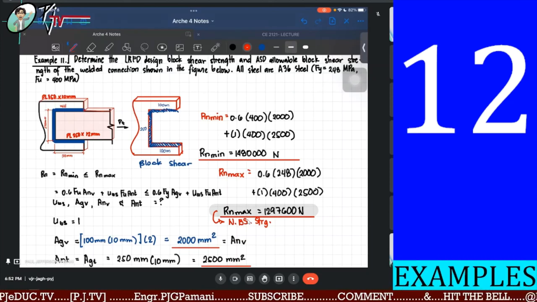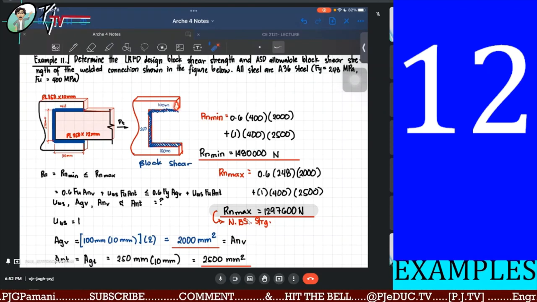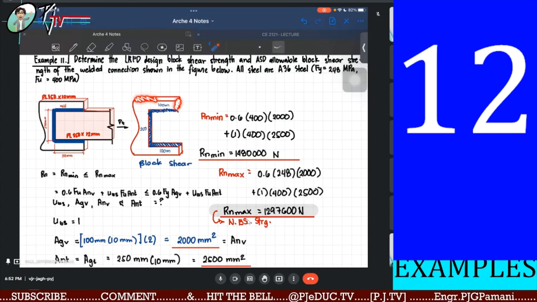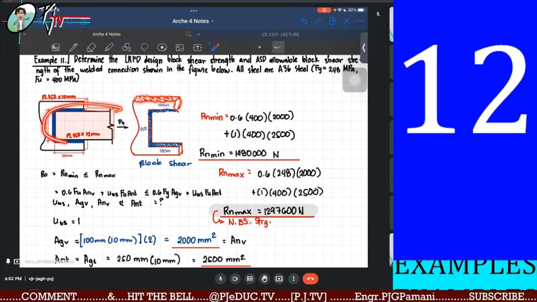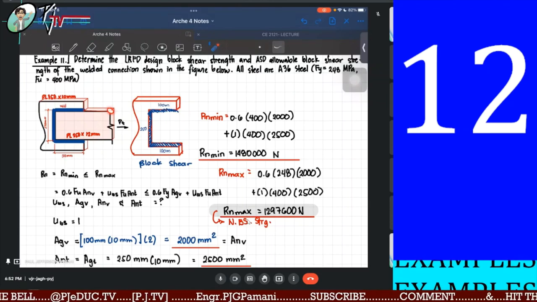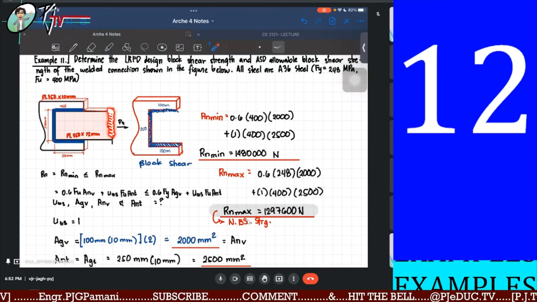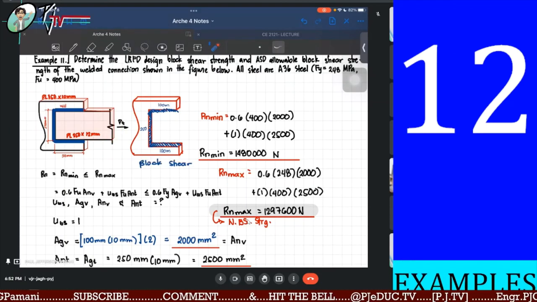Concern natin later on is the thickness. Okay? So kung mas malaki yung section ng ating plate or ng ating member, so of course, you'll have to multiply that with the thickness of the plate. But again, with this case, mas malaki yung gusset plate.